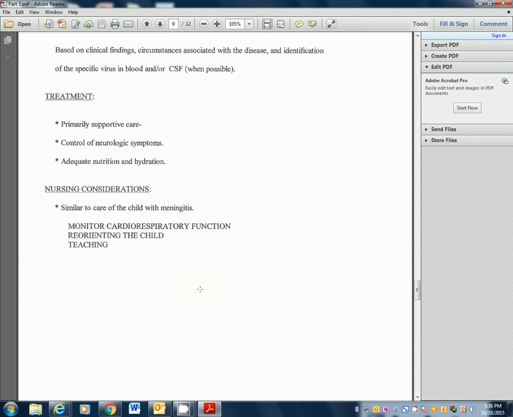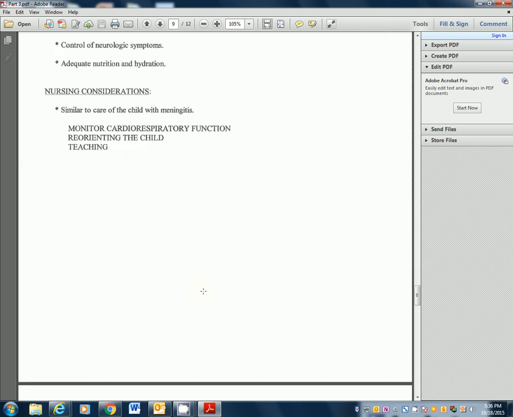So nursing considerations are similar to the care of the child with meningitis. You're going to be monitoring them and their cardiorespiratory function, reorienting them, doing a lot of teaching. And some children don't make it with encephalitis because they don't get diagnosed in enough time.